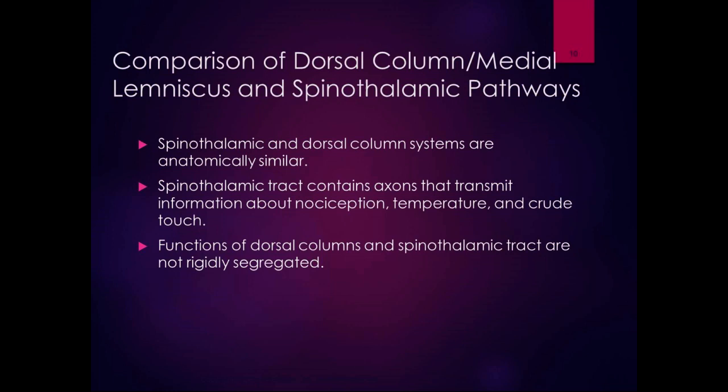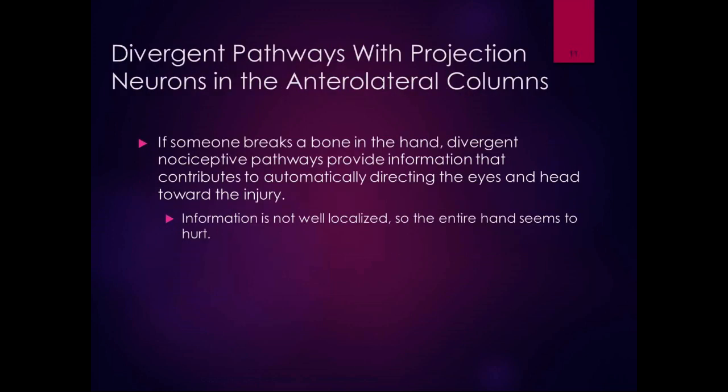So that having been said, the functions of the dorsal columns and the spinothalamic tract are not rigidly segregated. They share some function, they share some information. So we know the primary information that travels in those columns, but there is some crossover. The divergent pathways have projection neurons in the anterolateral columns.